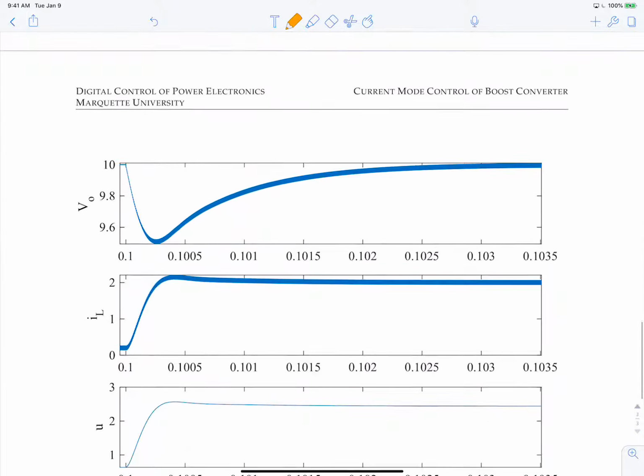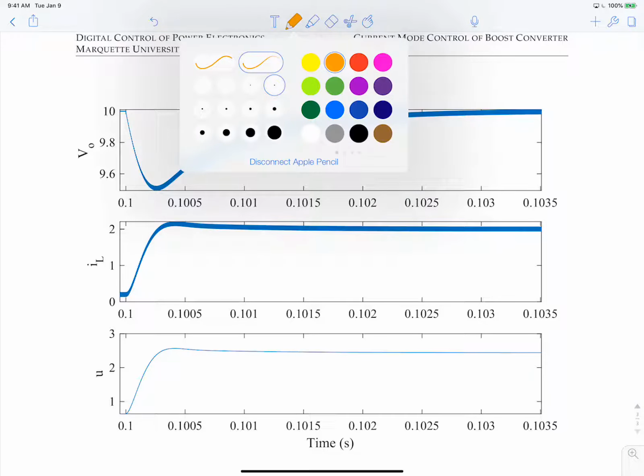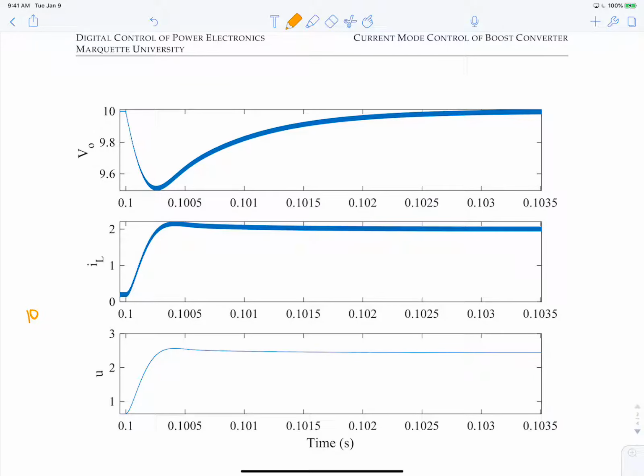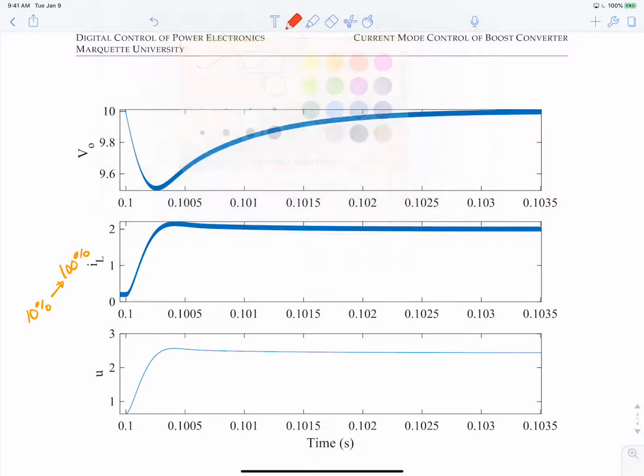Okay. Let's take a look at the output response of this boost converter in current mode control. Again, we are stepping from 10% step of load up to 100% in this case. And you can see that we have generally a first order response for the voltage. So it starts dipping here. You can see our control actuation goes up here and stays up to this.